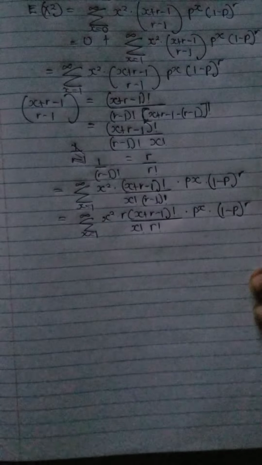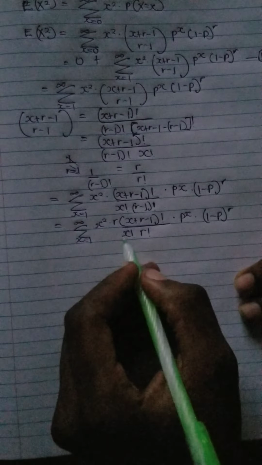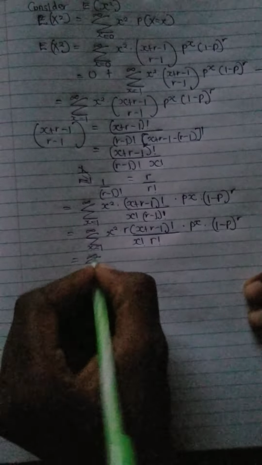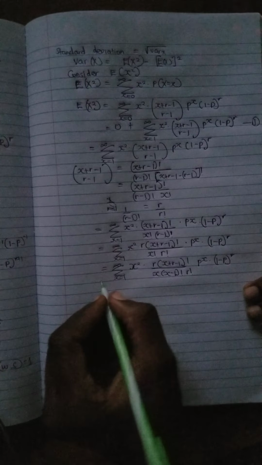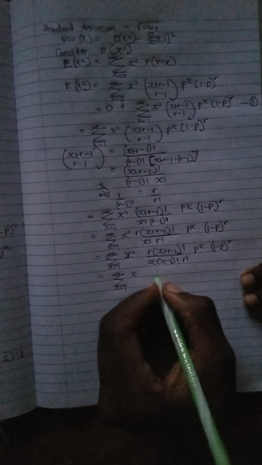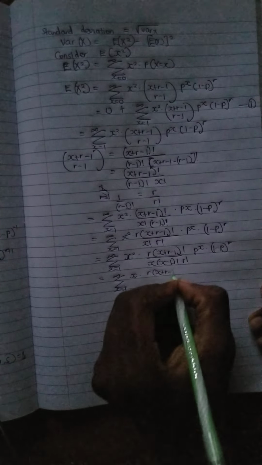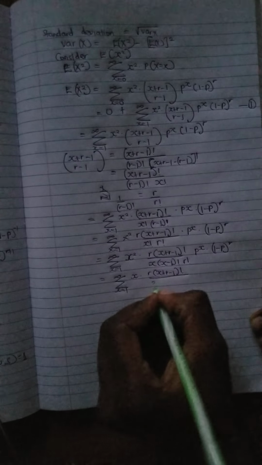So I'm going to expand this. When you expand that, this is the summation from x equals 1 of x squared times r times (x plus r minus 1) factorial over (x minus 1) factorial times r factorial, times p to the x times (1 minus p) to the r. You notice that at least here one x dies. So we're left with the summation from x equals 1 of x times r times (x plus r minus 1) factorial over (x minus 1) factorial r factorial, p to the x times (1 minus p) to the r.